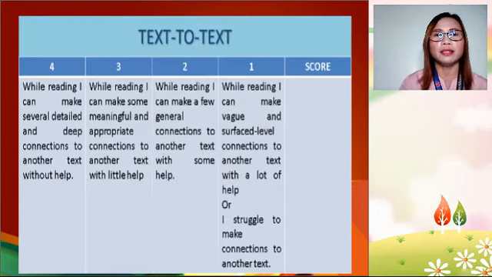For text to text, while reading, that is 4 points, I can make several detailed and deep connections to another text without help. 3 points, while reading, I can make some meaningful and appropriate connections to another text with little help. 2 points if, while reading, I can make a few general connections to another text with some help. And 1 point if, while reading, I can make vague and surface level connections to another text with a lot of help. Or I struggle to make connections to another text.